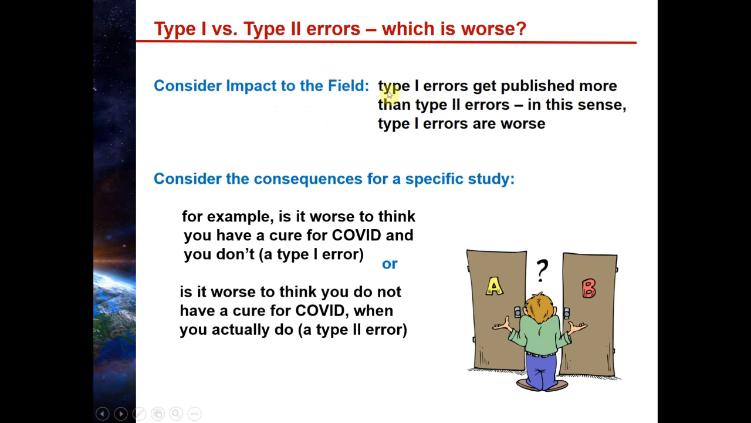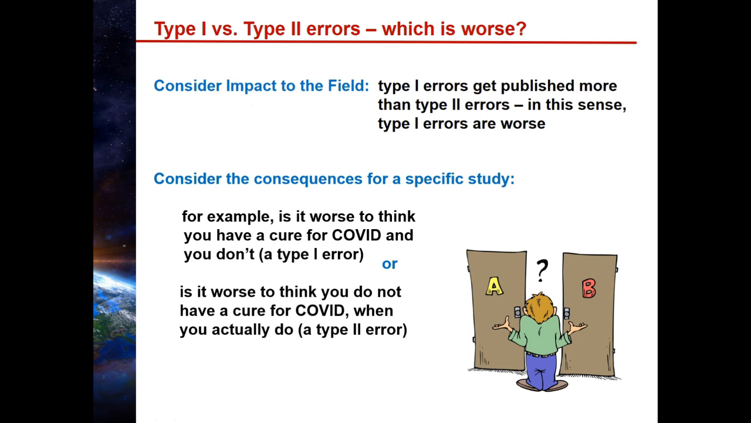All right. So in these two examples, here I've highlighted that type 1 errors are more impactful to the field because these are the type of errors that tend to get published. But over here, for this specific situation, probably a type 2 error would be more serious. And so what you really have to do is balance both considerations and decide for yourself based on your specific study and what gets published. You have to come to a conclusion of which one is worse.